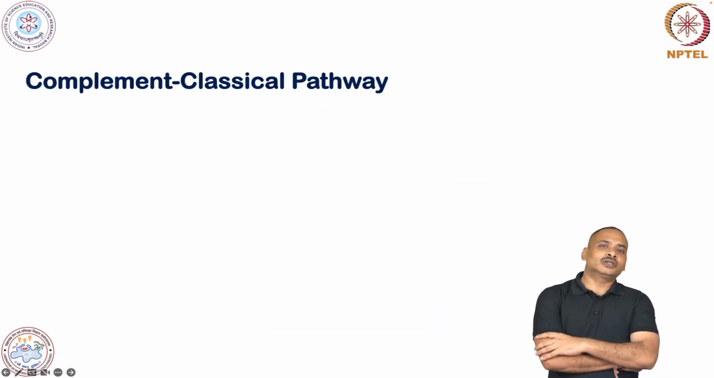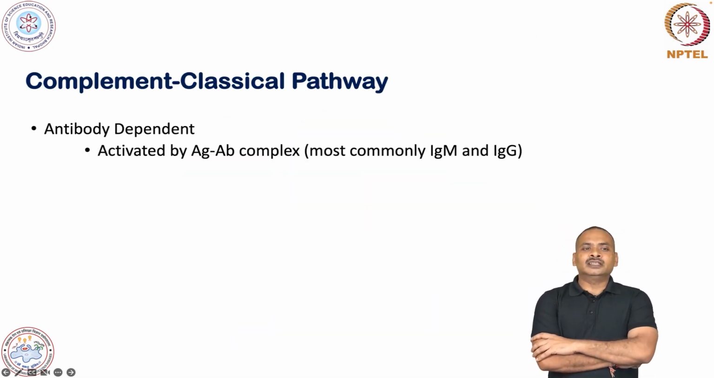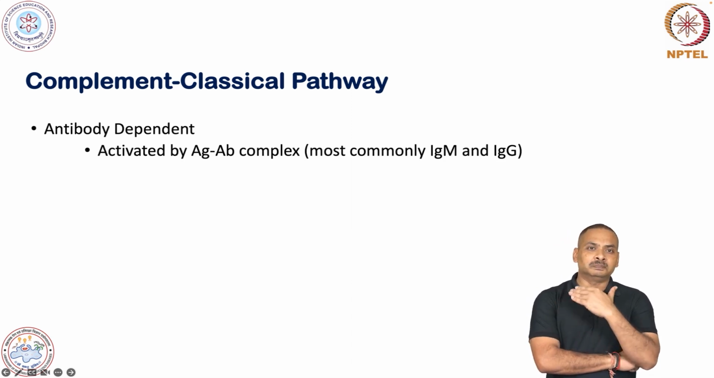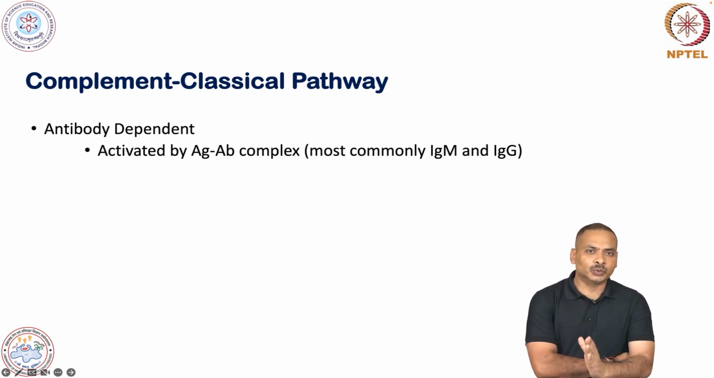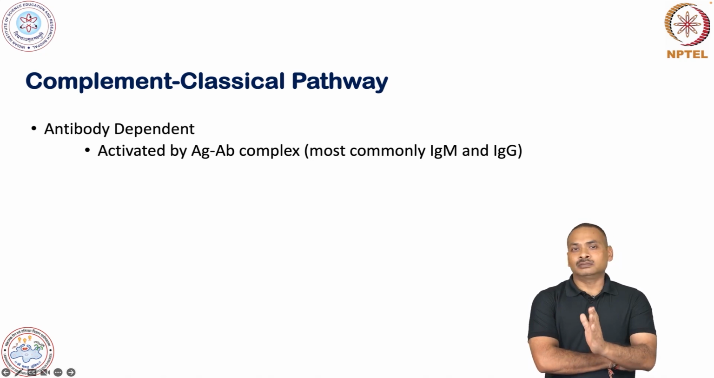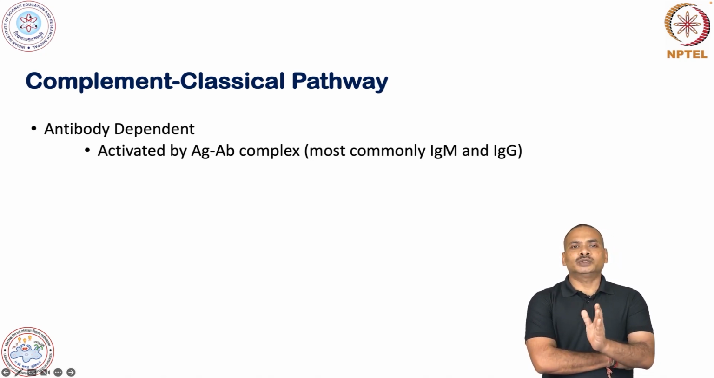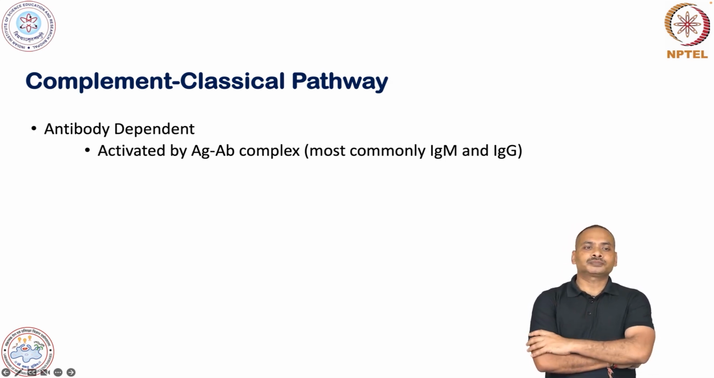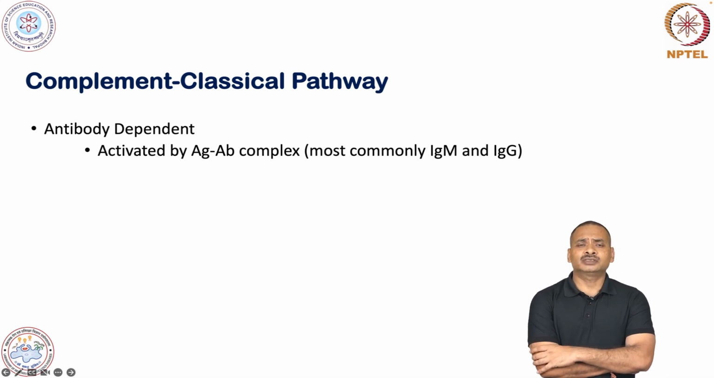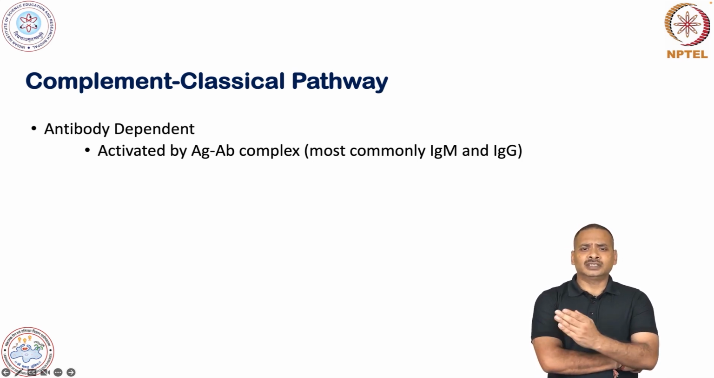Okay, so let's look at how it is activated. Basically this is antibody dependent. This is the only complement pathway which is activated by antigen antibody complex. Therefore the classical pathway is the antibody dependent activation pathway. It is activated by various kinds of antibodies. Okay, this is IgM and IgG.